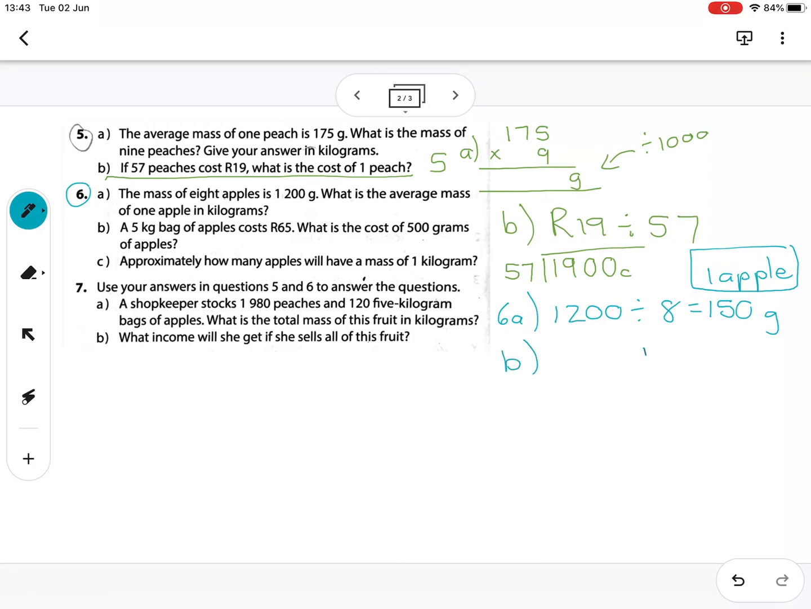B, a 5 kilogram bag of apples costs 65 Rand. And I'm going to do a table for this one. What's the cost of 500 grams?